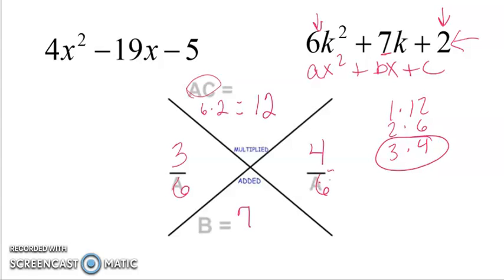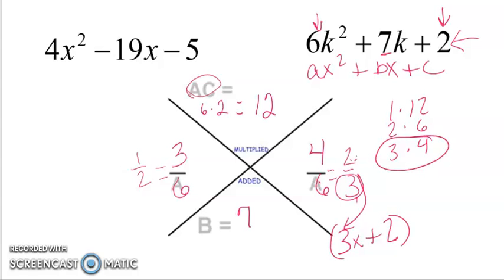And we want to reduce these factors. So 4 over 6 reduces to 2 over 3, and 3 over 6 reduces to 1 over 2. Now we're going to do what's called bottoms up. Bottoms up. Okay, so the bottom goes to the first term. The top goes to the second term. That's one of our factors.